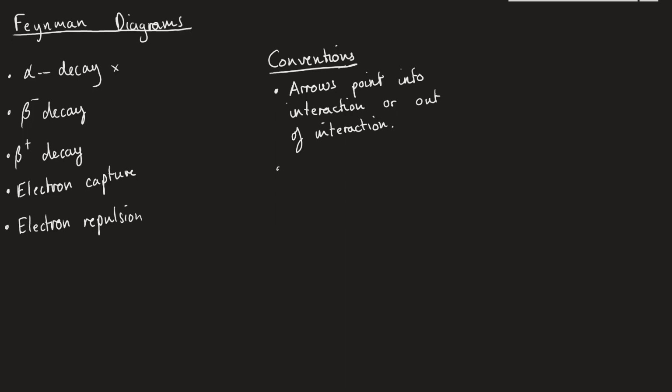We're also going to use this squiggly line for exchange particles. We're going to have this to represent all exchange particles, and we'll always label it with maybe a W minus, maybe a W plus, maybe a photon. It depends on what interaction we're looking at. So these are the two main conventions.